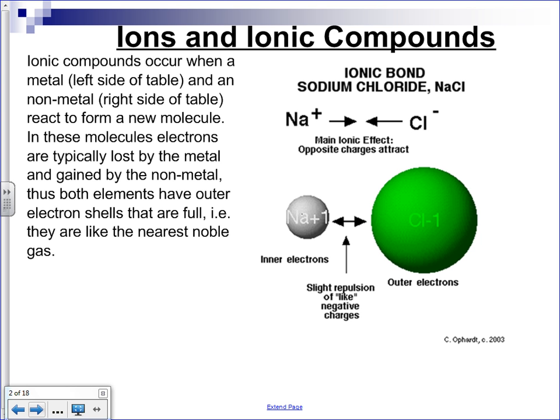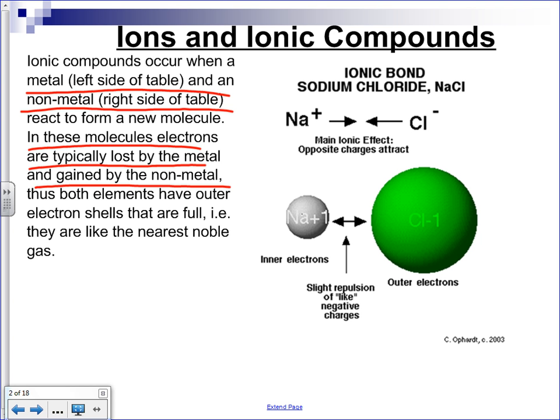Okay, now, can a metal lose more than one? Yes, there are some metals that will lose 2, 3, 4. Okay, it depends on the metal. All right, so that's what we're going to look at here. Okay, so in an ionic compound, obviously, the big thing we need to remember here, it's got a metal and a nonmetal in it. Okay, they react to form a new molecule. Okay, in these molecules, electrons are typically lost by the metal and gained by the nonmetal.